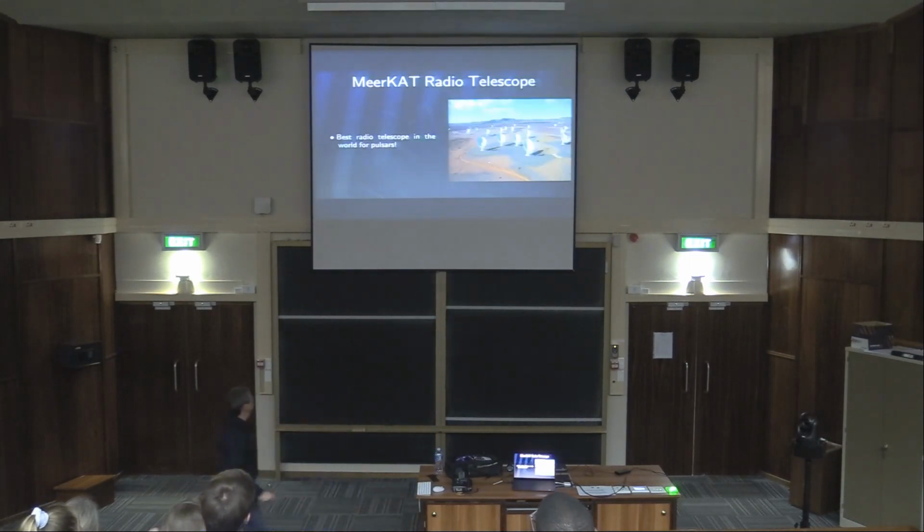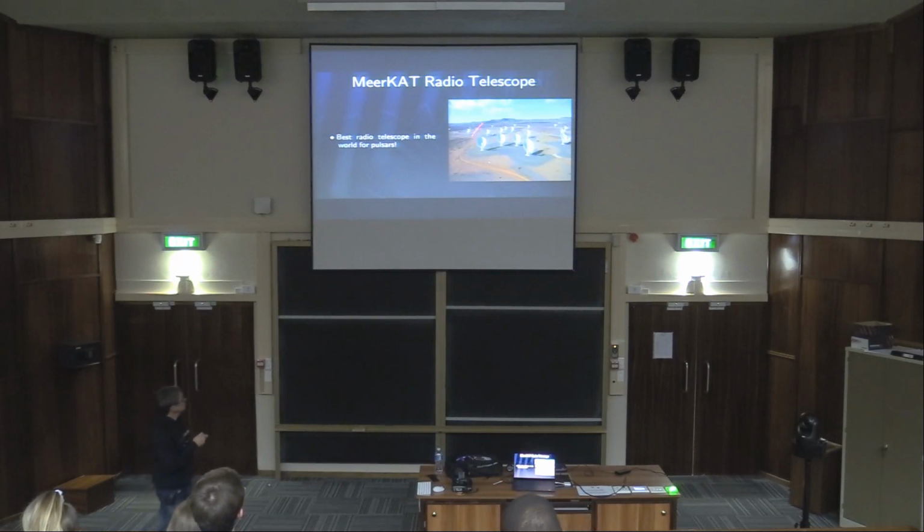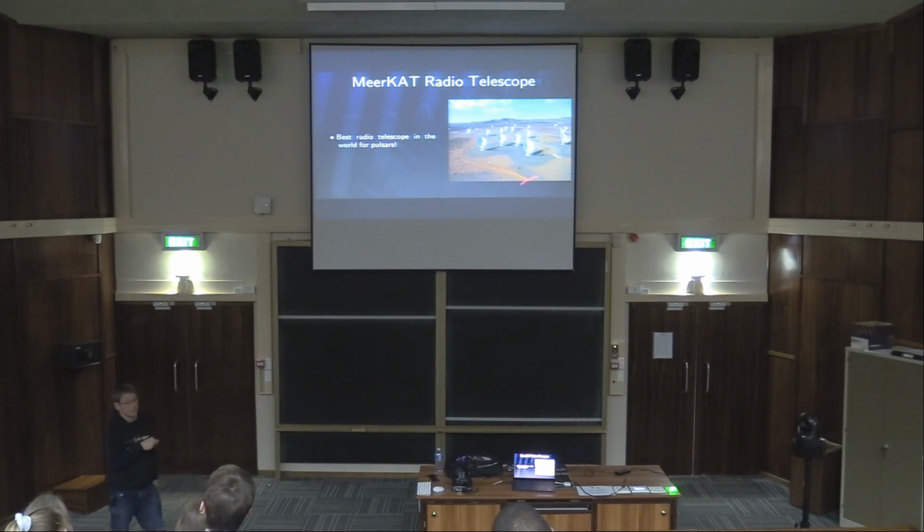So let's get on to MeerKAT, the last part of the talk. So I think it's the best radio telescope in the world for pulsars, and it's why my team and I are here to use it. So it has these 64 dishes. The pulses come from the heavens, they bounce off all these bits of metal. It has about 4 times the collecting area of the Parkes telescope in Australia, and it's just a fantastic place to observe pulsars.